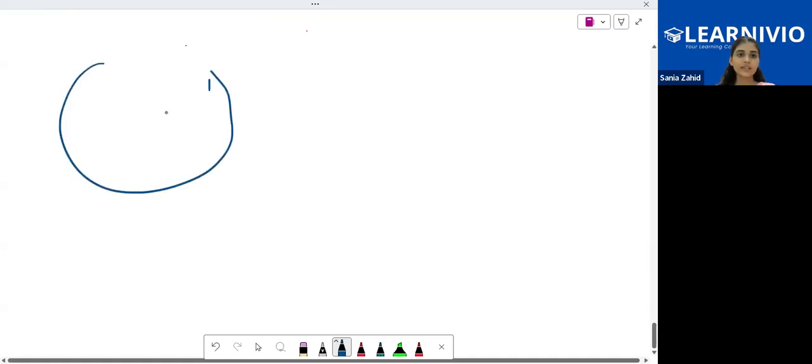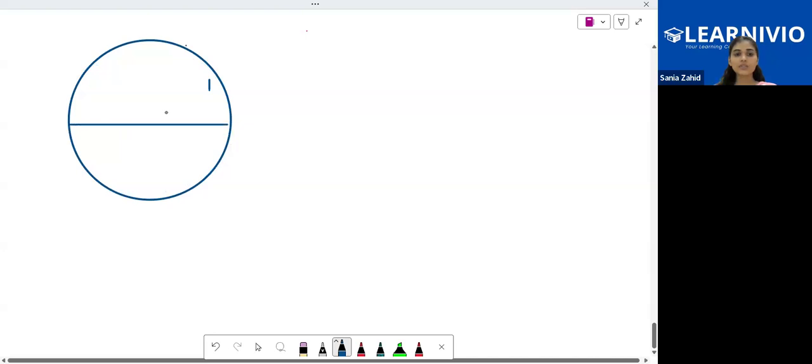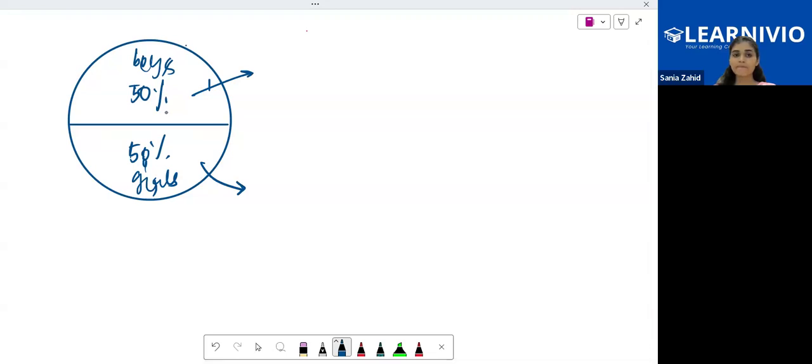You have again a pie chart, and it is given that in a school there are 50% boys and 50% girls. Now what is the proportion for boys and proportion for girls? 50 by 100.